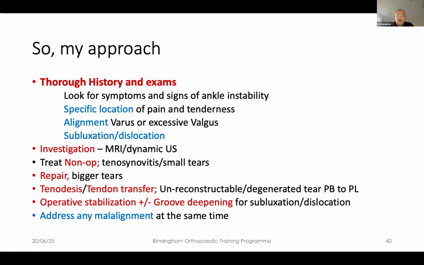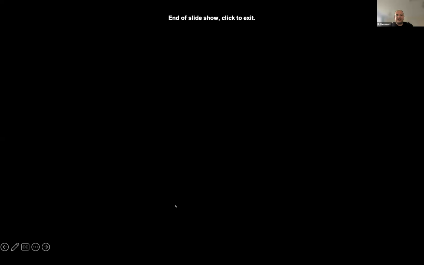If it's unrepairable or the tendon is degenerated, this is the time I need either to do a tenodesis of one of the tendons to the other, or to do a tendon transfer. If there is subluxation or dislocation, I will go with the evidence, doing an operative stabilization of the superior peroneal retinaculum with groove deepening, and I'm deepening my grooves always with a repair. Then if there is any malalignment or any lateral ankle instability, I address them at the same time. Thank you so much.